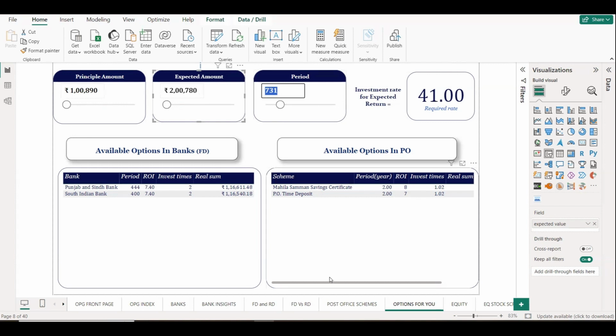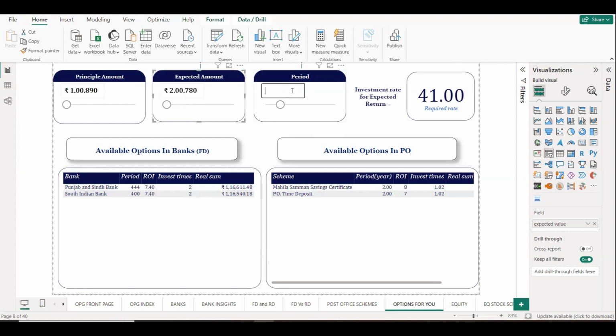You can see the maximum rate of return I can earn from a bank FD is 7.4 percent, and I would have to invest for a period of 444 days, and invest it 2 times. For example, I have 1 lakh rupees now, and I invest it for 444 days. After the maturity period of 444 days, I have to again invest that matured amount at the same bank for the same period in order to get the same return. So I will be able to get a sum of 1,16,611. So it's highly unrealistic that I will be earning 2 lakh rupees.